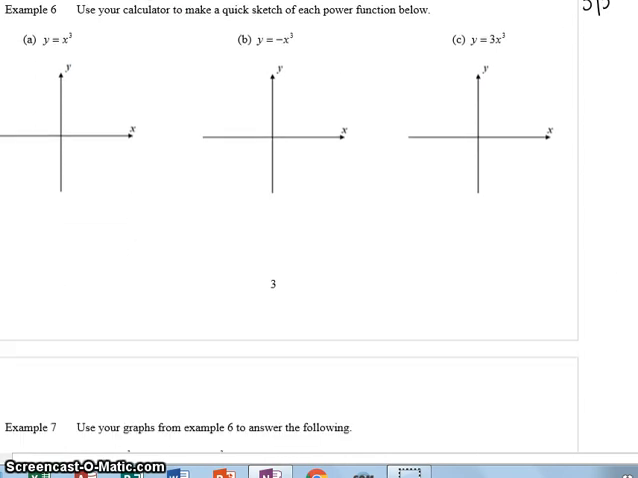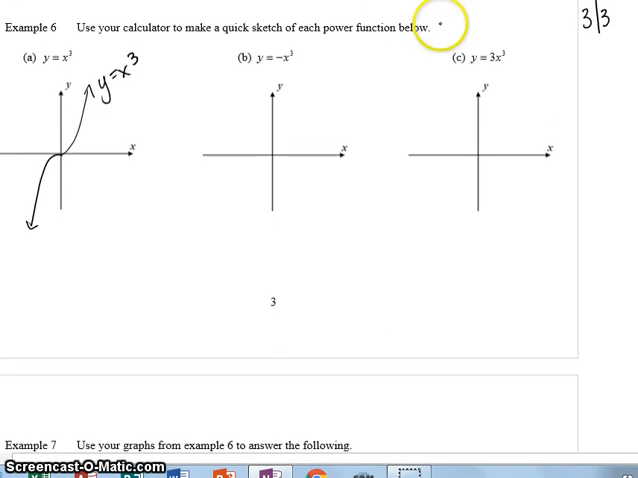Example 6. Use your calculator to make a sketch of each power below. All right. Again, we kind of did x cubed down here, so we're going to do that one. This is y equals x cubed. If you use your graphing calculator, hopefully you guys remember, back from Unit 4, when we were doing transformations, we were doing vertical shifts up and down. We were doing horizontal shifts left and right.